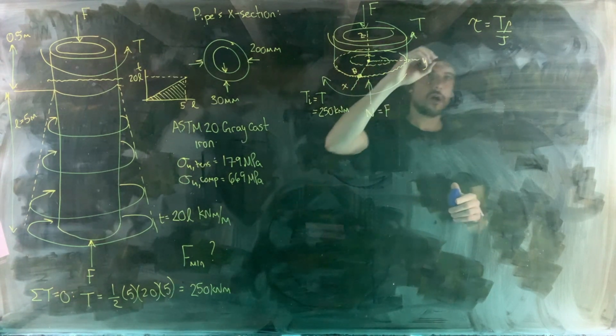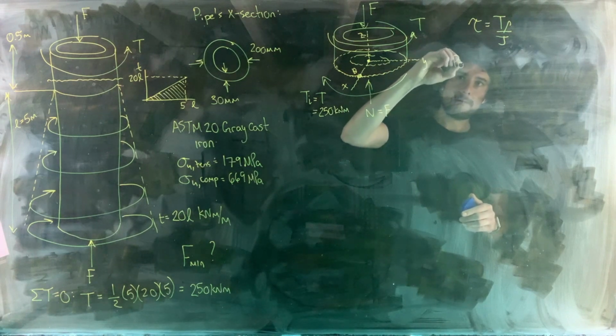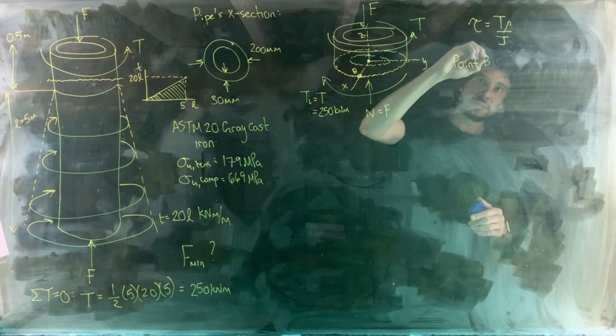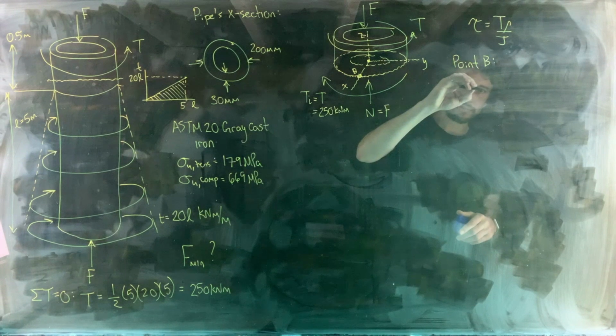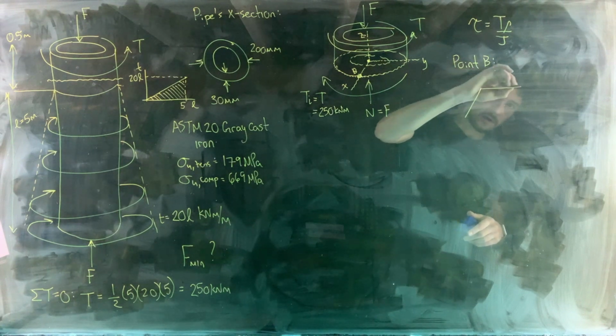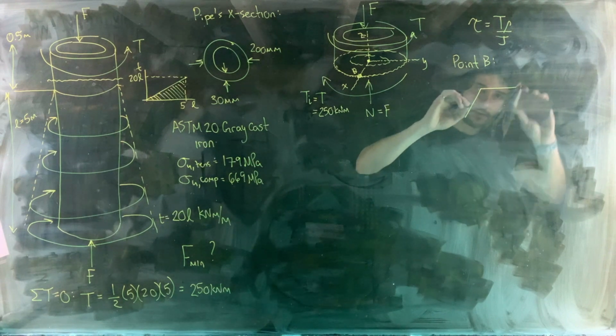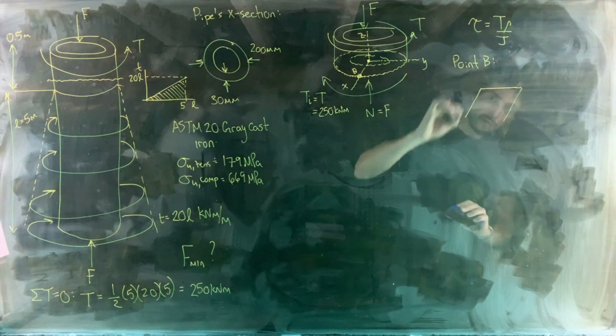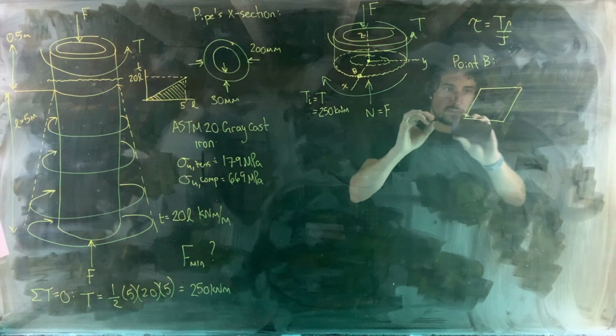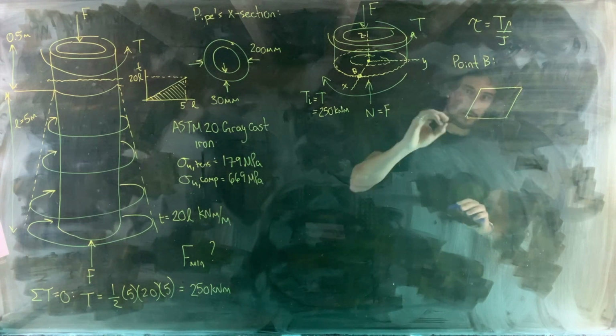Okay, so let's draw the volumetric element for point B. So sort of in the perspective of my, having a terrible time drawing parallel lines here. Man, there we go.